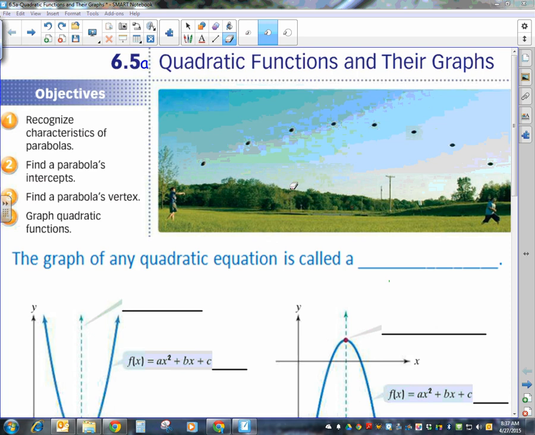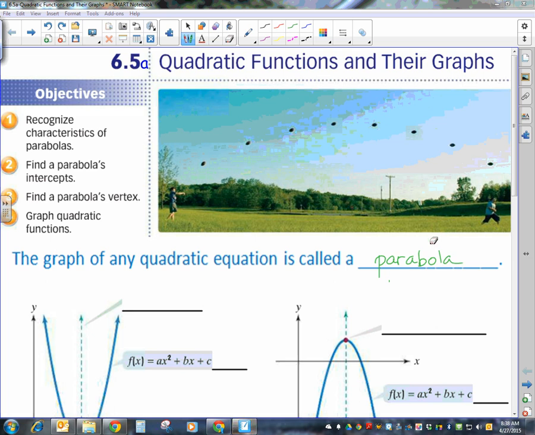Today we're talking about quadratic functions and their graphs. I put this picture up here so that you can see when someone throws the football. That's an example in the real world of a quadratic function. It can be when the punter on a football team kicks the ball, or the goalie on a soccer team. Then you get this shape. And that shape, which is the graph of any quadratic equation, is called a parabola.